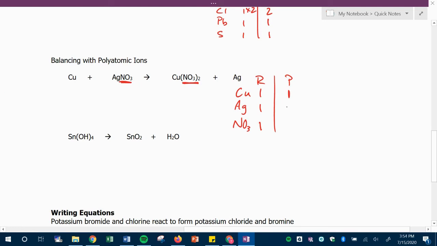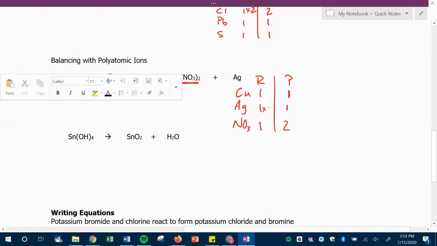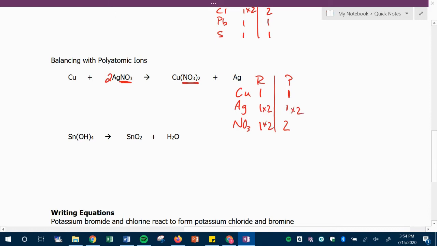Our silver is still 1, but our nitrates are now 2. So that means that we do need to balance out our nitrates. So we put a big 2 in front of our AgNO3, and that multiplies both the Ag and the NO3s by 2. Since we multiplied the Ag by 2, the NO3s are now okay, but the Ags we still have to fix. So we need to go and multiply our product Ag by 2. So we had a big subscript or coefficient up front.